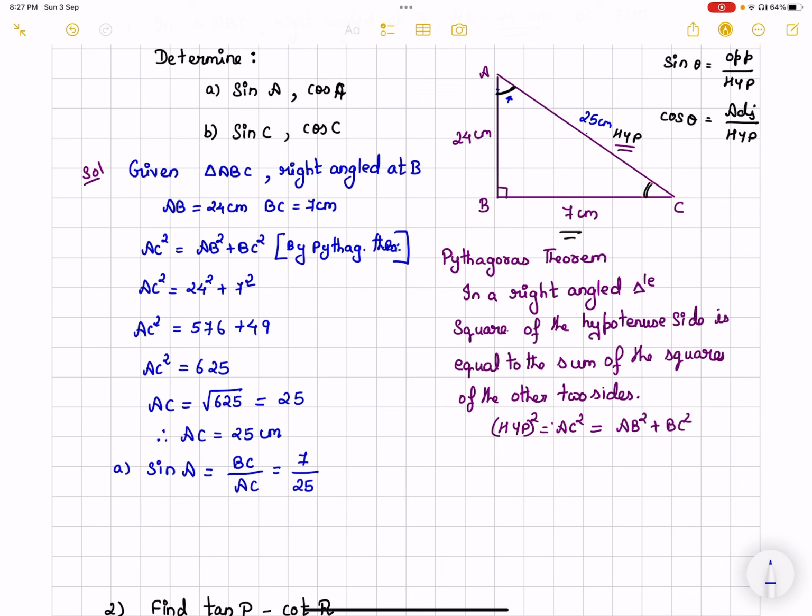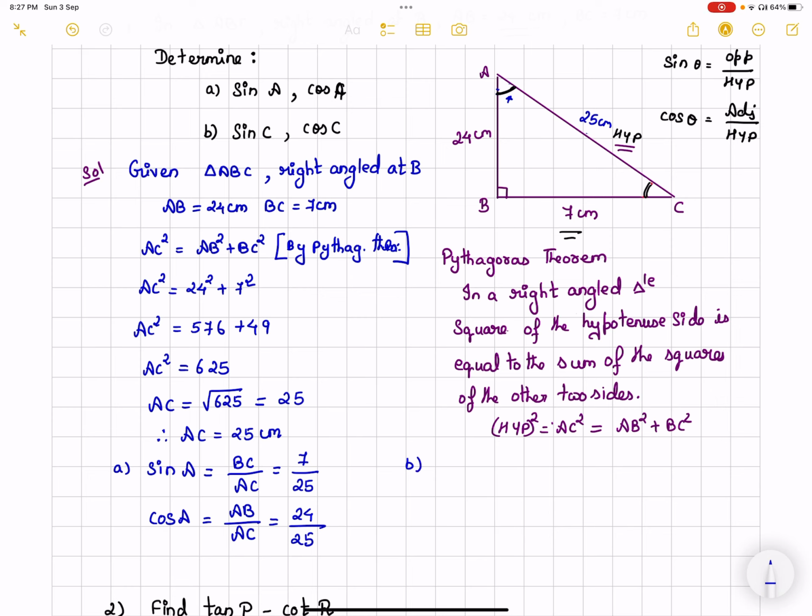Now let's work out what is for cos A. Cos A is equal to adjacent side. Adjacent side is going to be AB divided by my hypotenuse AC, which is nothing but 24 divided by 25. One part of my problem got over. Now let me go ahead with the second subdivision.